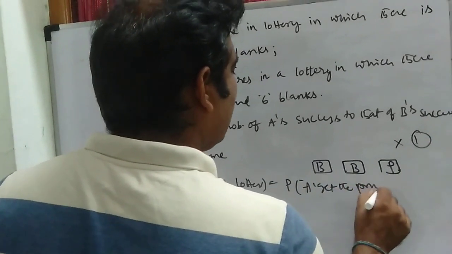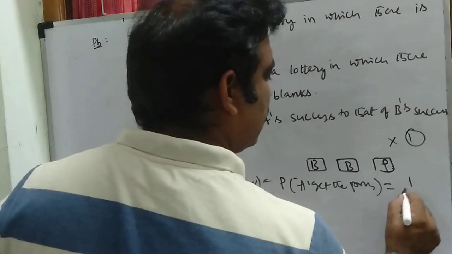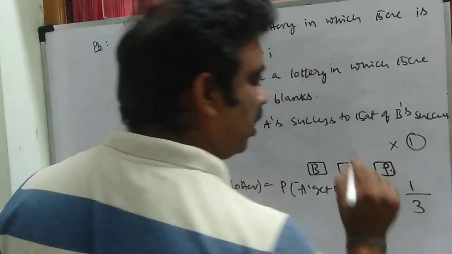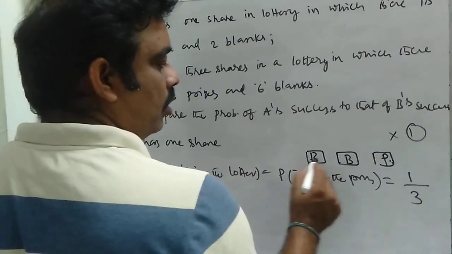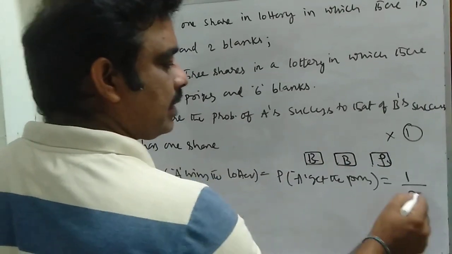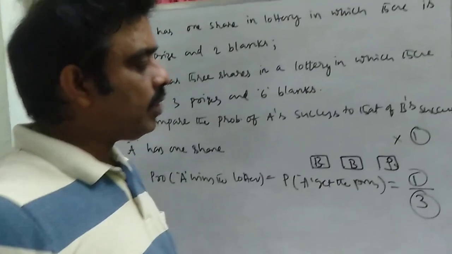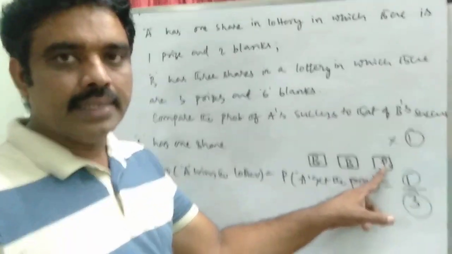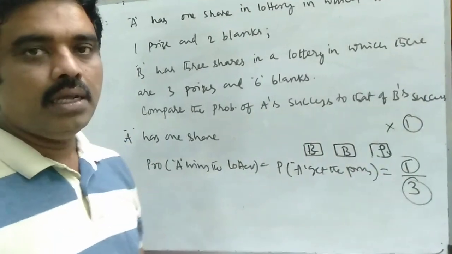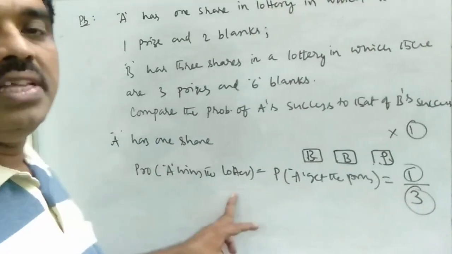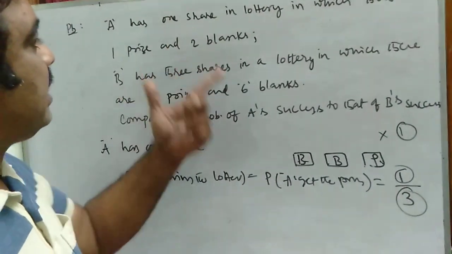So for A to get the prize, he has to get the prize ticket out of all the 3 tickets. The total number of tickets is 3, that is the exhaustive number of cases. The favorable number of cases is that he has to get the prize, that is only one case. So 1 out of 3, that is the probability of A winning the lottery.